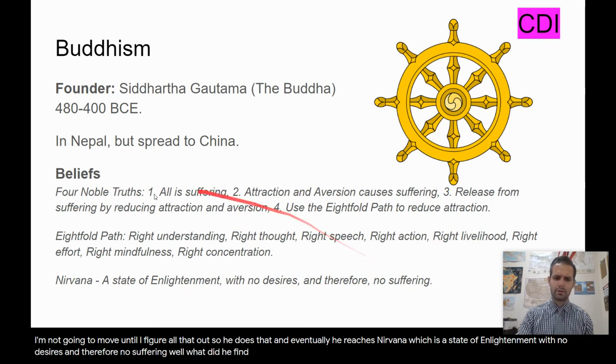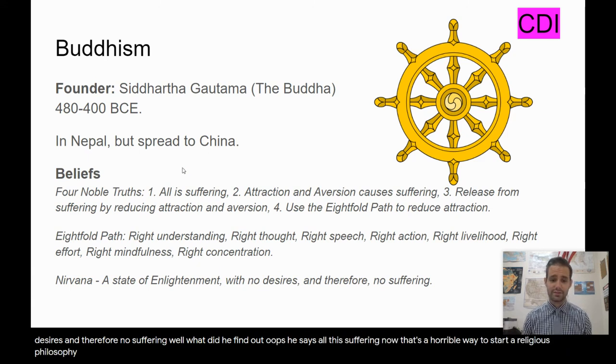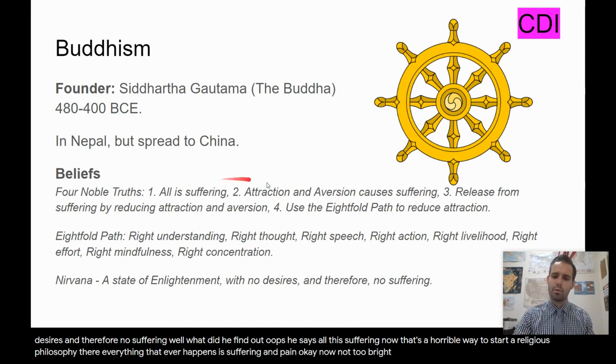Well, what did he find out? He found out these four noble truths. He says, all is suffering. Well, that's a horrible way to start a religious philosophy there. Everything that ever happens is suffering and pain. Okay, not too bright. But he goes on.